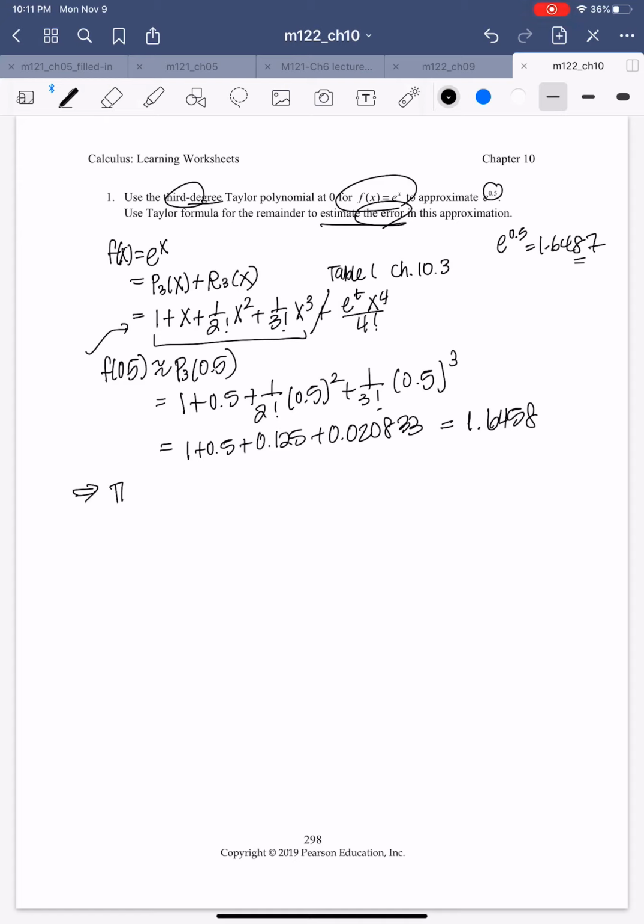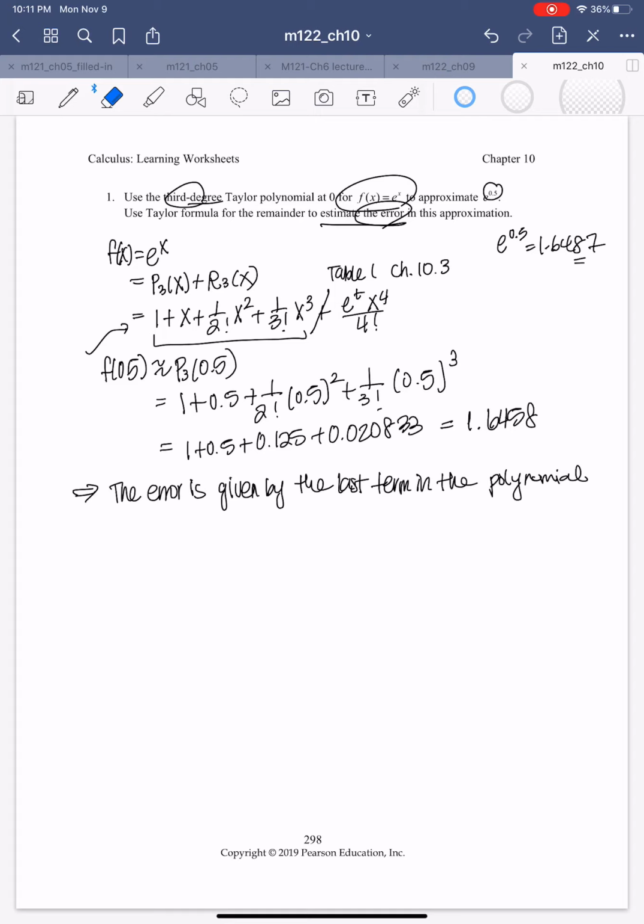So the error is given by the last term in the polynomial. How do you know? Because that's what we wrote. P sub 3, the setup was P sub 3, and then the last term is your remainder term. That's the error term. So therefore, the error is R sub 3 of 0.5.